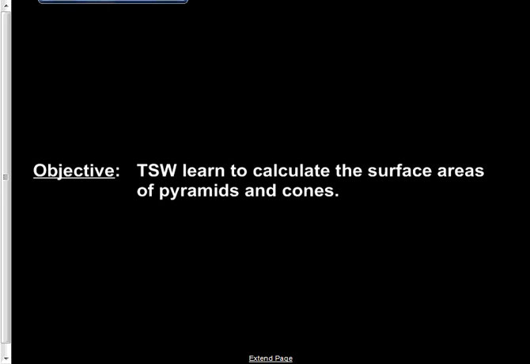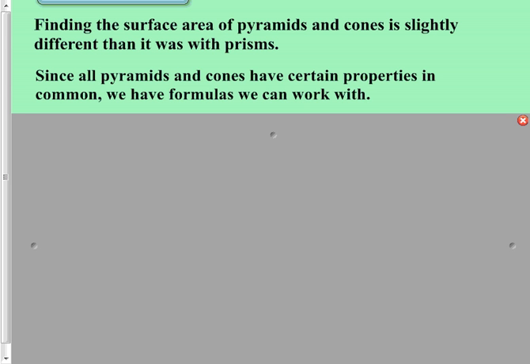Now, we're going to probably find it a little bit easier to work with some things today because finding the surface area of pyramids and cones is slightly different than it was with prisms. Since all pyramids and cones have certain properties in common, we have formulas that we can work with. Last time with the prisms, we didn't have a whole lot of formulas because there was so much potential variation from one prism to the next. However, pyramids have more commonalities to them, and that's going to allow some formulas to come into play.